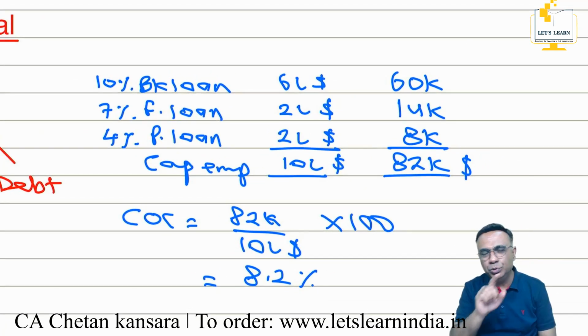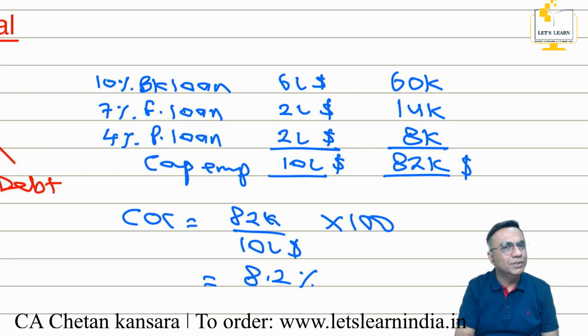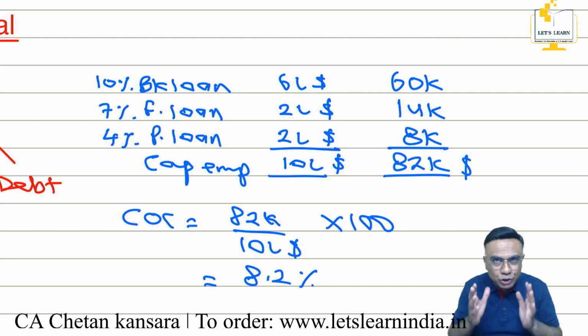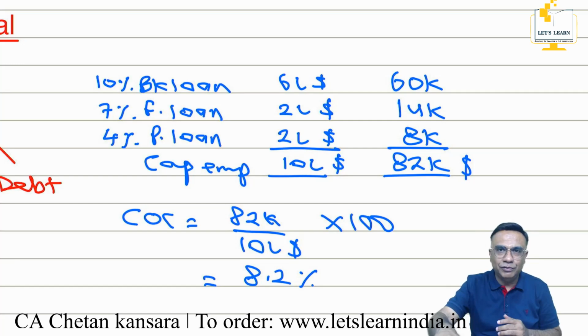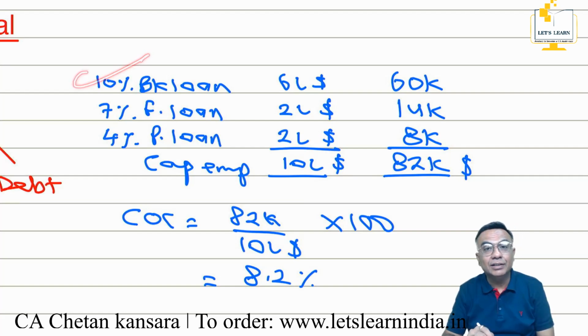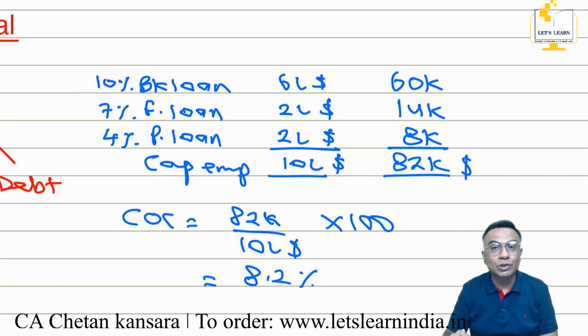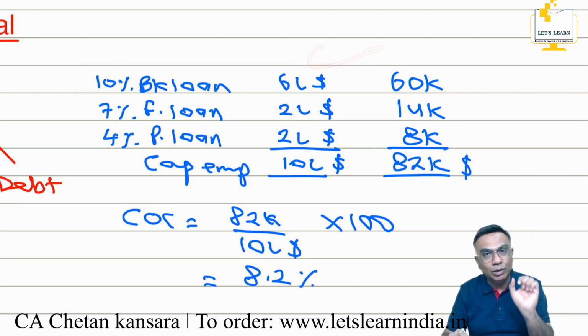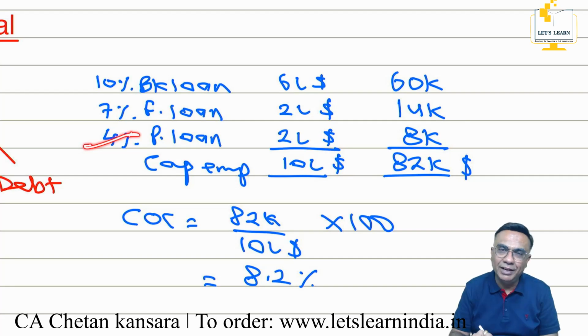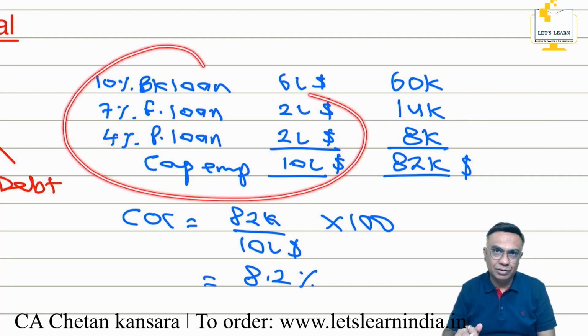Suppose, for example, you need $10 lakh for your business. Now, what are the possible sources of finance for you as a student? For example, you can take a bank loan, say $6 lakh at 10%. Suppose you are getting a $2 lakh loan from a friend, and a $2 lakh loan from your dad. Total $10 lakh you are getting in this fashion.